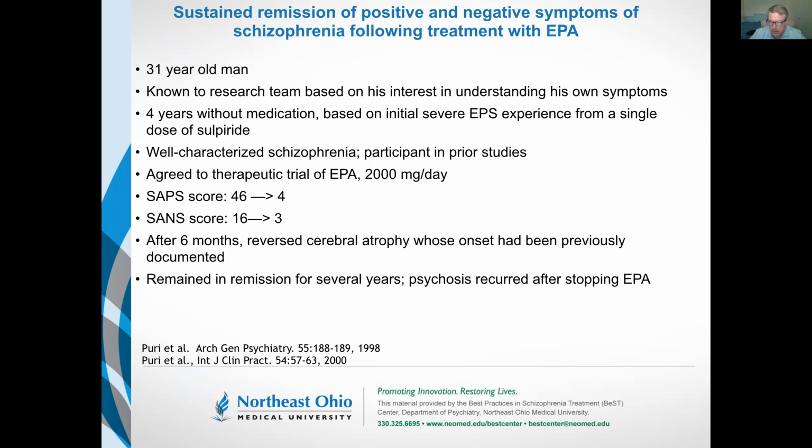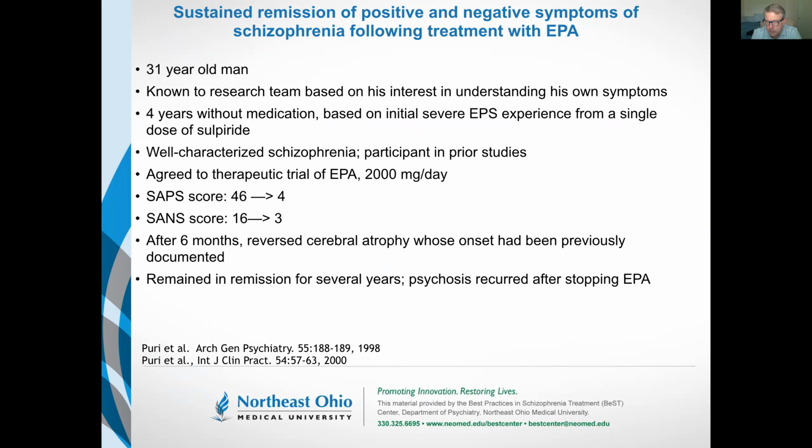And I wrote Dr. Basant Puri an email asking him whatever happened with this case. Dr. Puri wrote back and said this individual enjoyed remission and a very high level of function for many years following these reports. He was in fact doing so well that he, like almost everybody does, got the idea that, well, maybe I don't need this anymore. And so he stopped taking the EPA. And then he experienced, unfortunately, a psychotic relapse, which resulted in hospitalization. And after that, he was lost to follow-up from the research group.